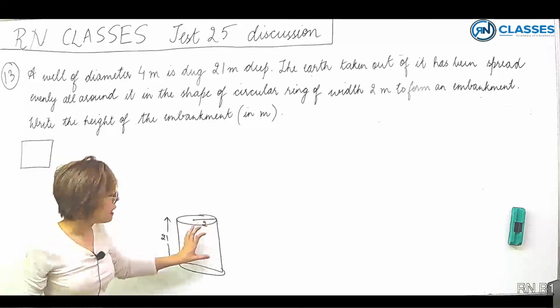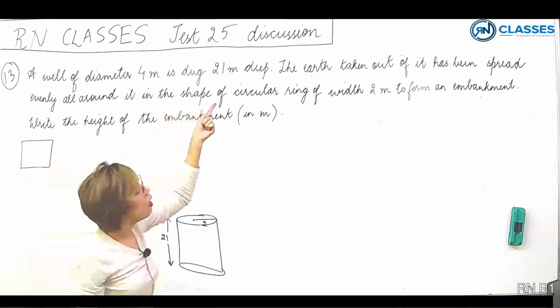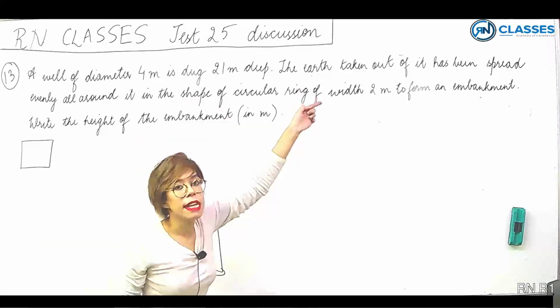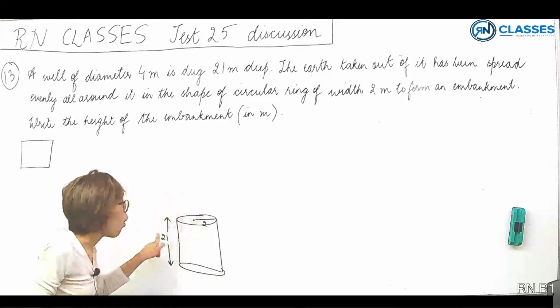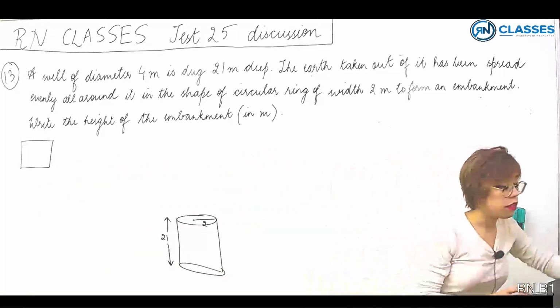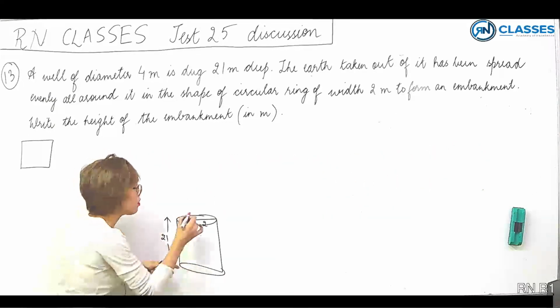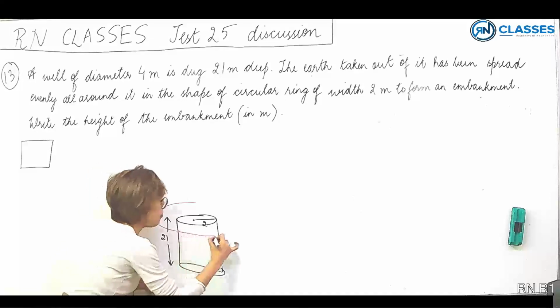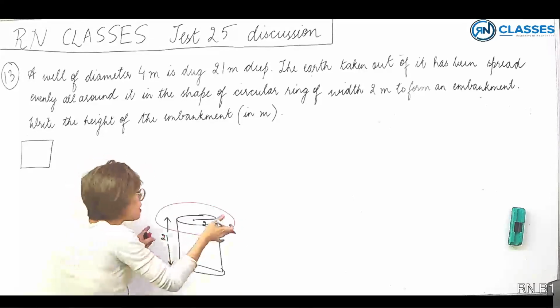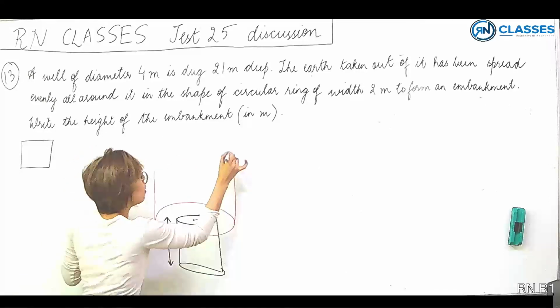Obviously, the soil inside it has to be taken out, right? And what are we doing with the soil? The earth taken out of it has been spread evenly all around it in the form of the ring, right? In the form of the ring. So, all around it. Now, obviously, well is underground. So, all around it here. Now, obviously, there will be some height. So, we don't know what that height is. In fact, we need to find out.